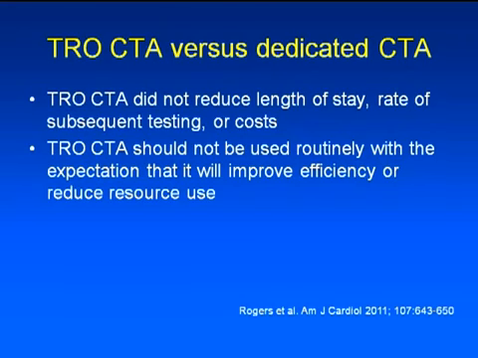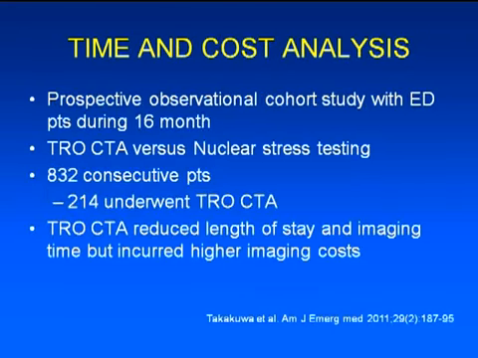The third paper I thought was interesting is by Takakuwa, also in 2011. It was a prospective observational cohort study with ED patients over a period of 16 months. They compared triple rule-out with nuclear stress test, and it was more like a time cost analysis. They had more than 800 patients, and they concluded that patients in the triple rule-out group had reduced length of stay and imaging time, but they had a higher imaging cost.